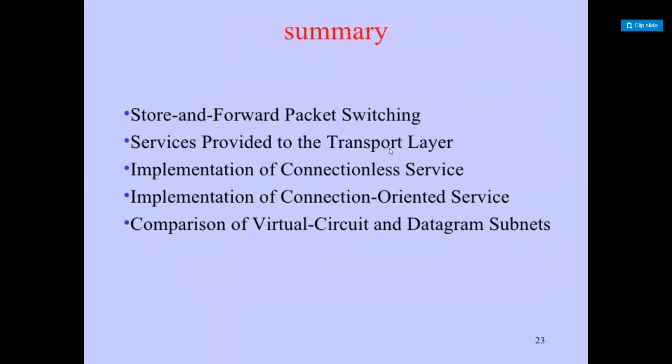Okay, this is the summary. As of now, we have discussed the network layer design issues. First one, store and forward packet switching. Services provided to transport layer. Implementation of connectionless and connection oriented service. Now, in today's class, we have completed comparison of virtual circuit and datagram subnet. Okay. First topic is completed in unit number 5, that is network layer design issues.